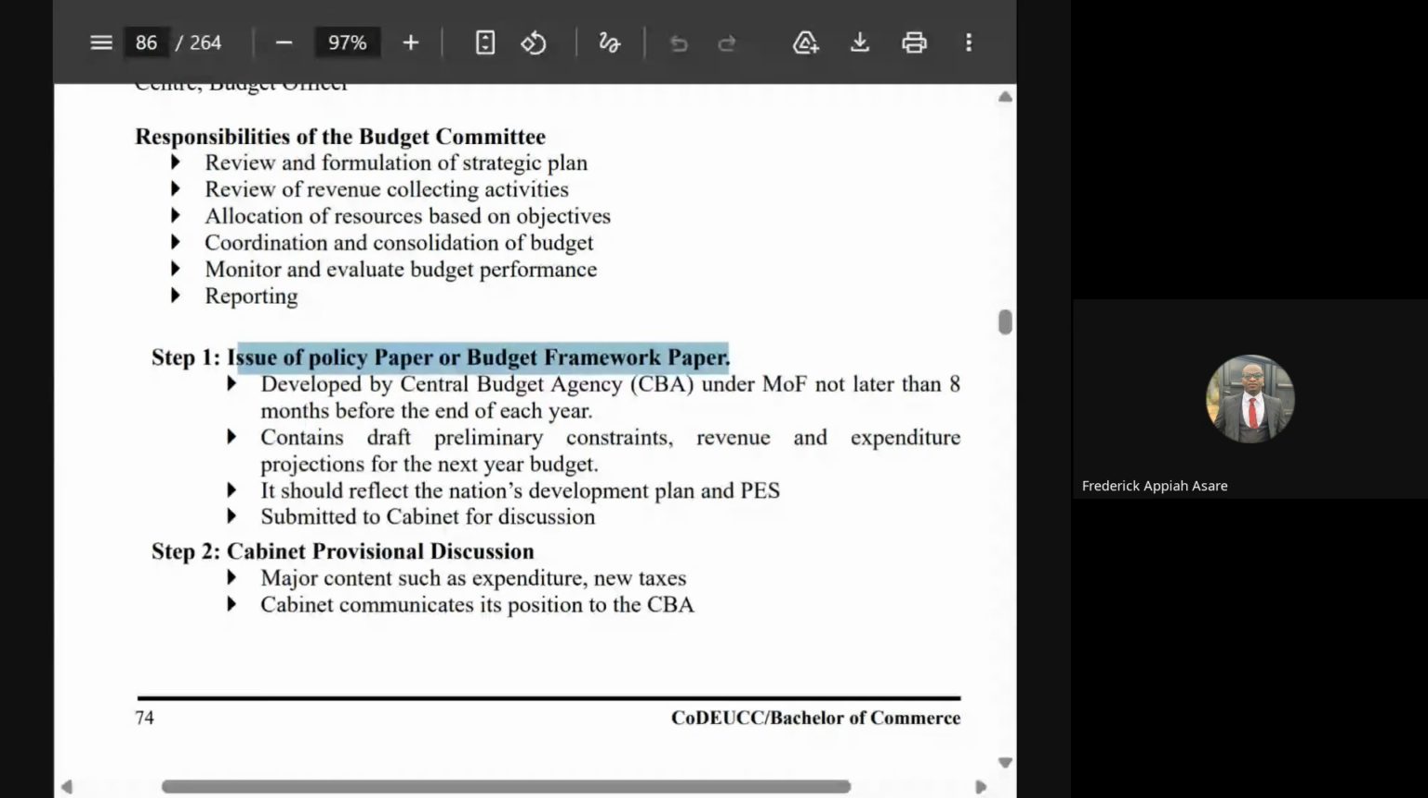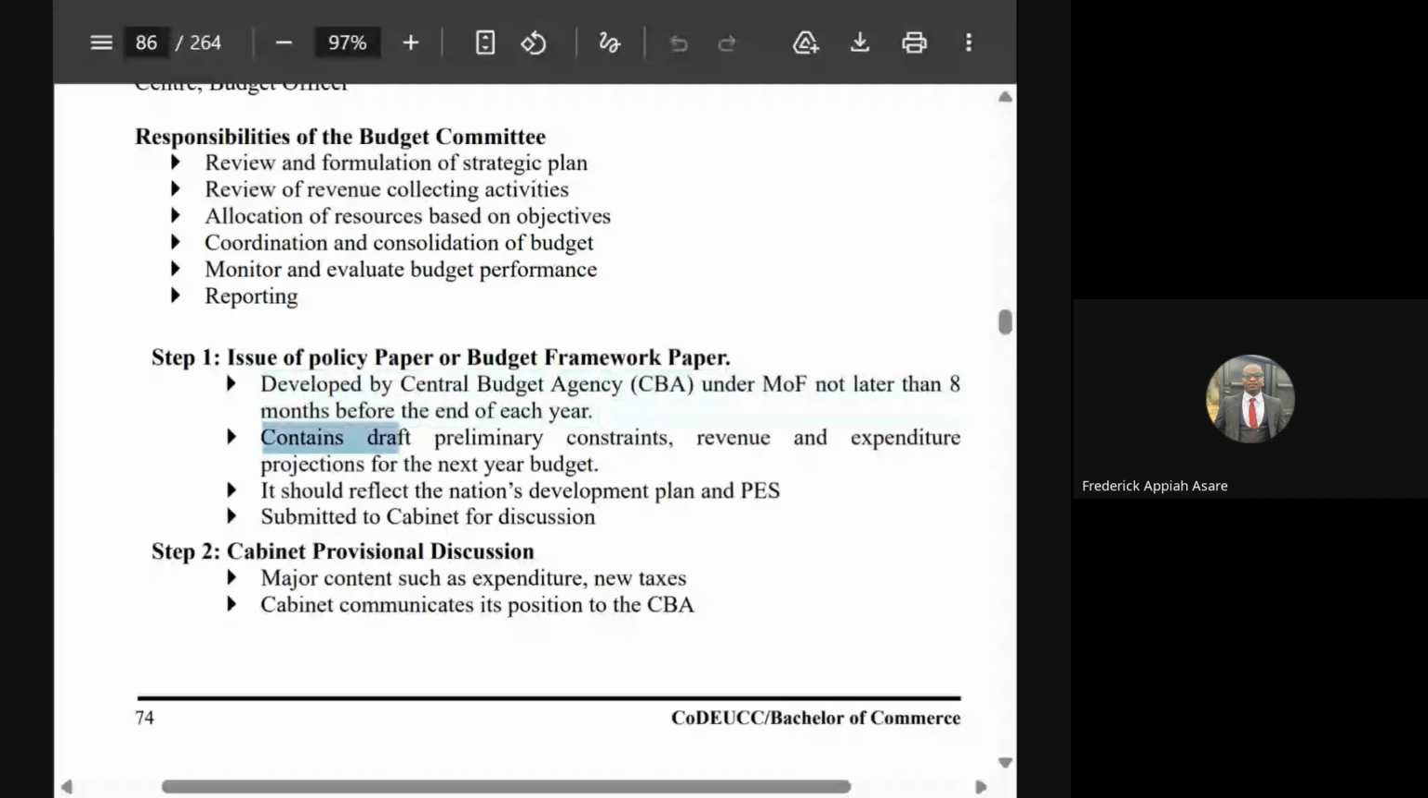So I told you that before every budget will be prepared, the central government must send what they want to achieve within the year, or some of their policies that they want to implement within the year. They will send it to the various covered entities, their budget officers, to look at it. So when they are preparing their budget, they will center it on the policy or the issue paper that the government has sent. This is developed by the Central Budget Agency under the MOF, Ministry of Finance, not later than 8 months before the end of each year.